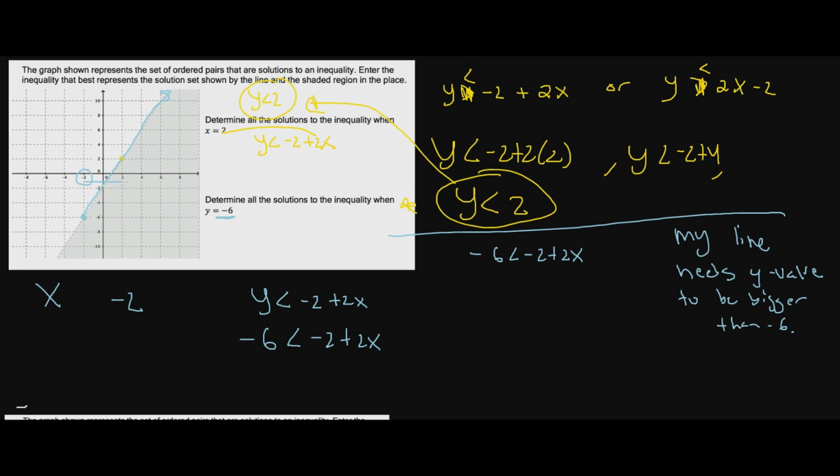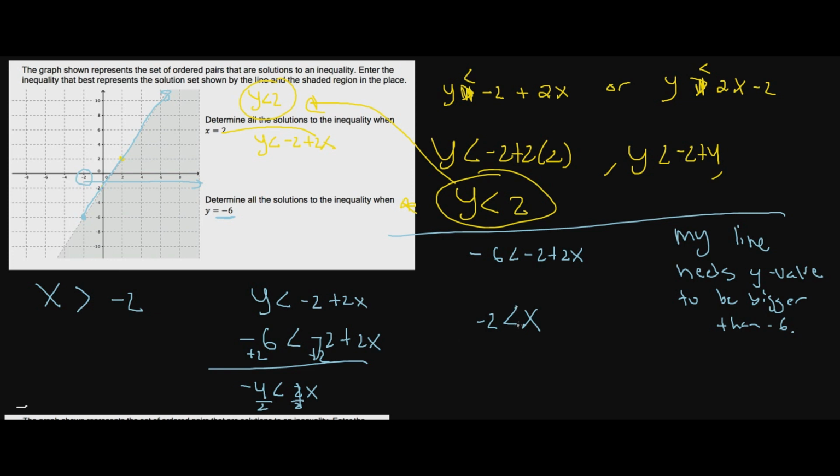So if I'm going in this direction, that means my x values need to go to the right. So my inequality is probably going to be x is bigger than -2. And let's solve it out and see if we actually get that. We need to add 2 to both sides. We get -4. We're left with 2x. Divide 2 to both sides, and we get x is bigger than -2.